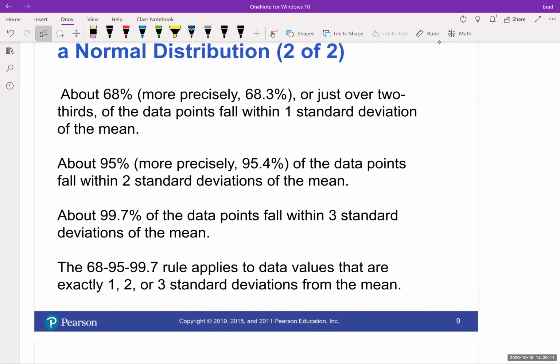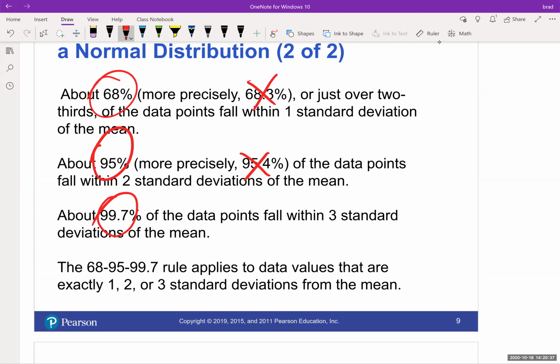So let's look at this. It says about 68%, it's 68.3, but for our class, we're going to use 68, or just over 2/3 of the data point values fall within 1 standard deviation. About 95%, and again, we're not going to use these percentages really, we're going to focus on the nice clean ones, of the data points fall within 2 standard deviations of the mean, and about 99.7 of the data points fall within 3 standard deviations of the mean.